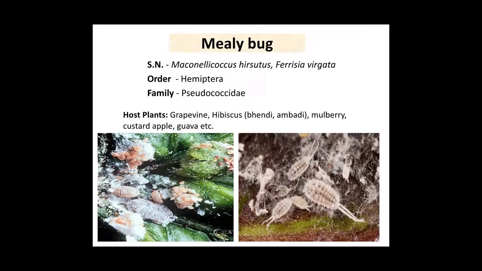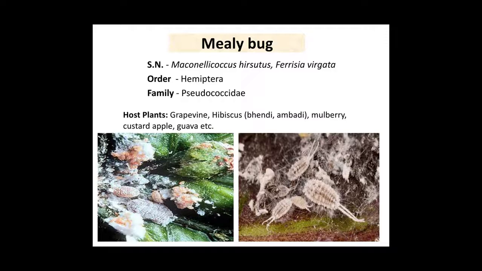Then the next important pest of the grapes is the grape mealybug. The mealybug on grapes has two species. The first one is Maconellicoccus hirsutus and the second one is Ferrisia virgata. In the first image we can see the first species, that is Maconellicoccus hirsutus, and in the second image we can see the second species, that is Ferrisia virgata. It belongs to order Hemiptera. The damaging stages are nymph and adult.